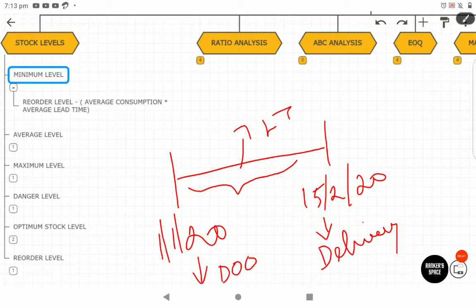In order to relate better, you can imagine Amazon. You place an order today, but he doesn't bring the product and give it in your hand right away, right? You have to wait 4, 5 to 6 days and then the product gets delivered. So that is the lead time. This is the lead time concept.